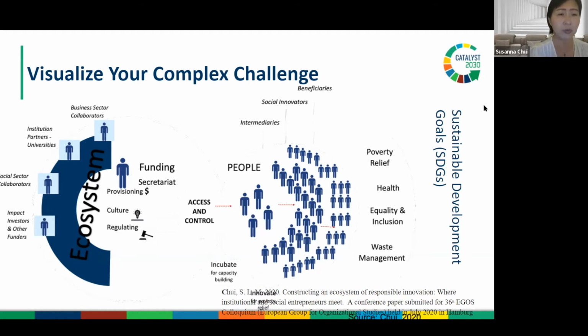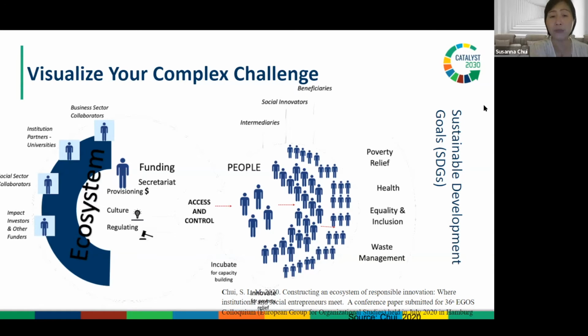So on the left-hand side, we have basically the government secretariat, but very often collaborating with other players, including impact investors, universities, and also business sectors, in order to provide not only funding, but expertise, knowledge, and other resources for intermediaries such as incubators to incubate social innovators and social entrepreneurs, so that we could bring in more up and coming young entrepreneurs and innovators to address social issues.